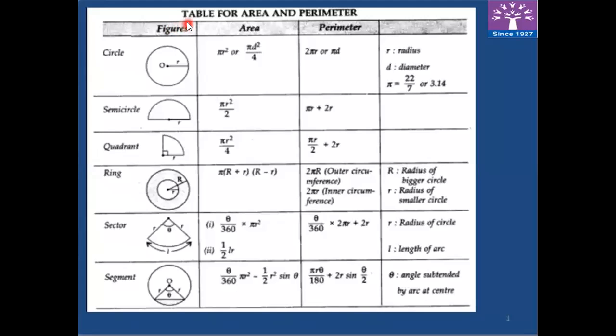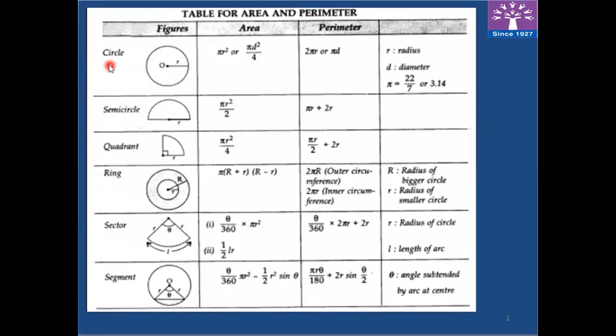Good morning, students. Today we are going to learn the area and perimeter of the circle. In this, we might have seen the circle's perimeter and area, but in this chapter we are going to learn a few more things also. So let us start with this table to revise all these things.